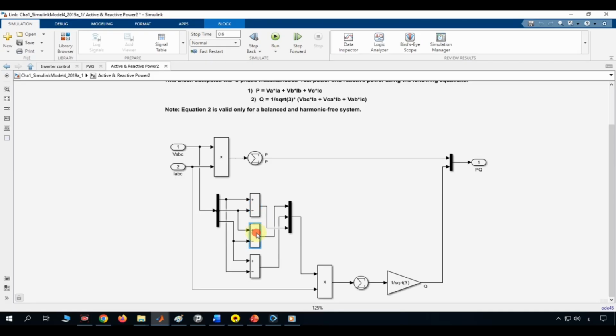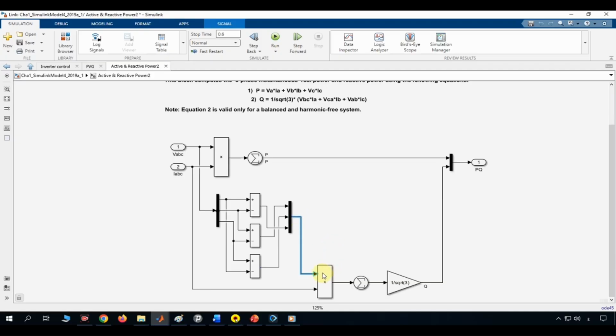The second computes VC minus VA, giving us VCA. The third computes VA minus VB, giving us VAB. These three line-to-line voltage differences are exactly the VBC, VCA, and VAB terms that appeared inside equation 2. Those three individual line-to-line voltage differences then get bundled back together into a single three-element signal using a multiplexer.